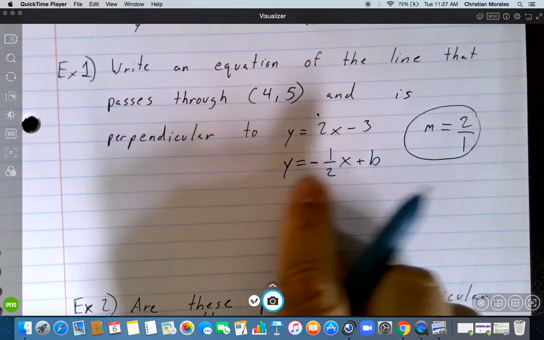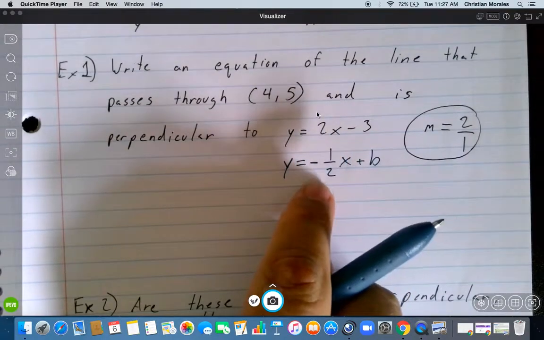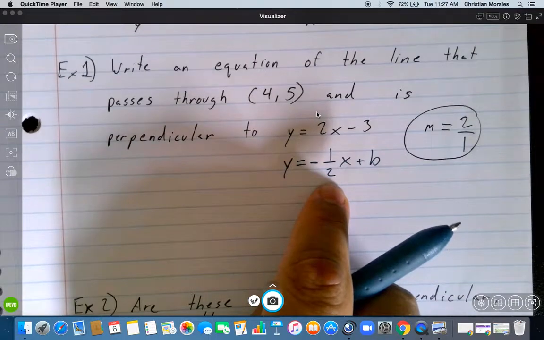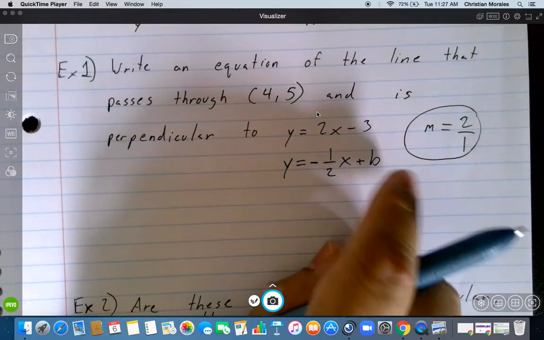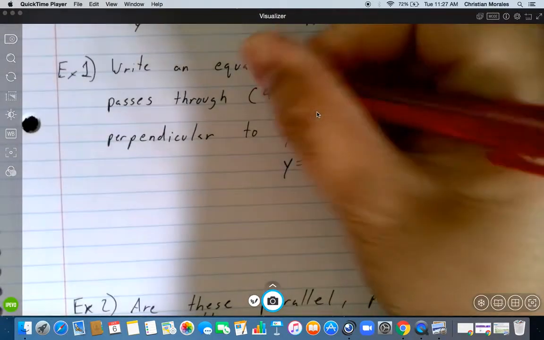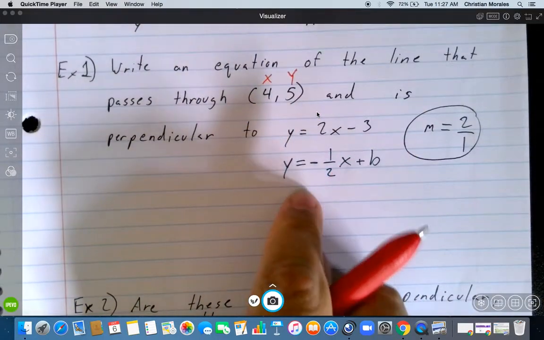And now you're looking for a line that'll be the opposite reciprocal of 2, which would be negative 1/2. Okay, so this will be the new line that is perpendicular, but you need to find the y-intercept. You need to find b. How do you find b? With your x and y.